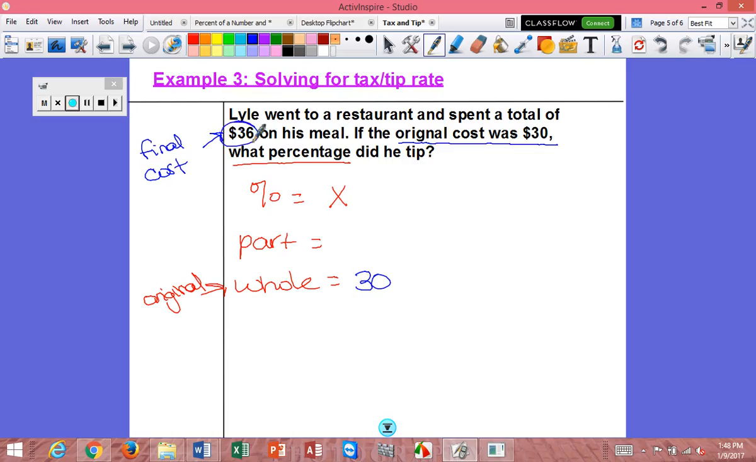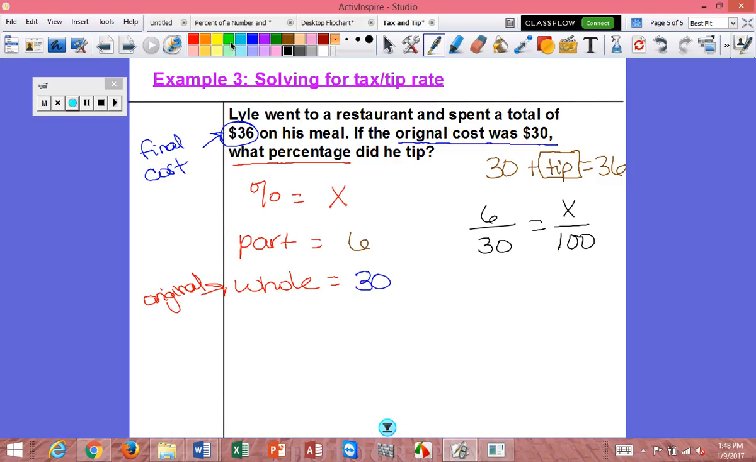So if in the end he spent $36, so it was a $30 bill plus the tip, and that equals 36, I know that his tip amount would have had to have been $6. So that would be the part. That is the tip amount. Now I can set up a proportion. So I'm going to put the part over the whole. That's going to equal the percent over 100.